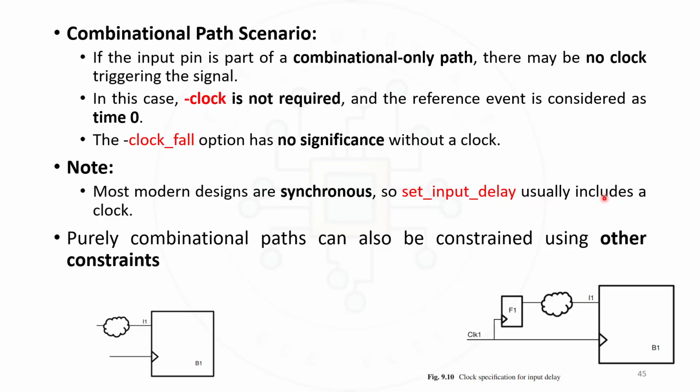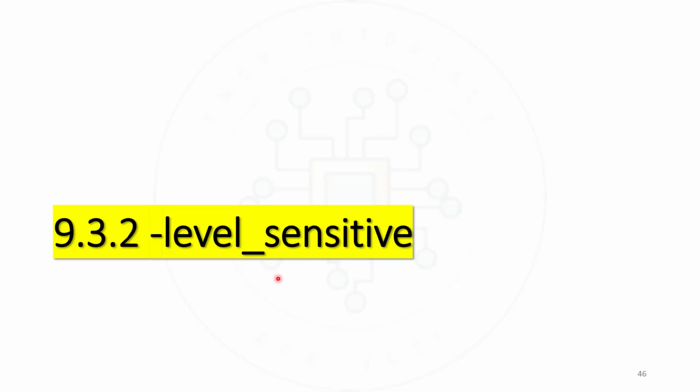So set input delay usually includes a clock. As everything is synchronous nowadays, there will be a concept of clock. Purely combinational parts can also be constrained using other constraints. We'll see more detail about how to constrain this combinational part in our upcoming video. Now let us try to understand the switch called hyphen level sensitive.